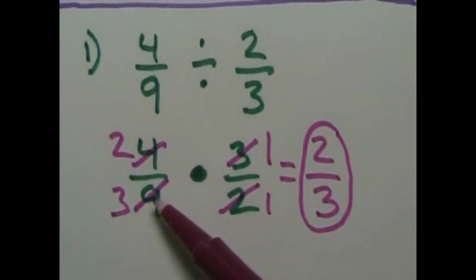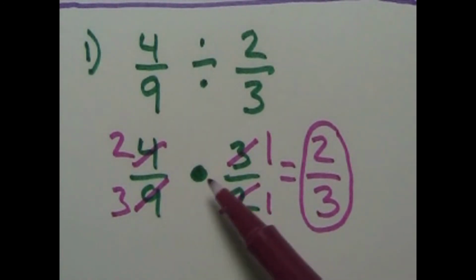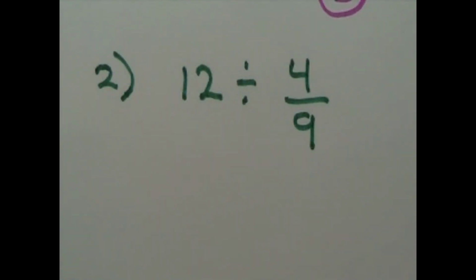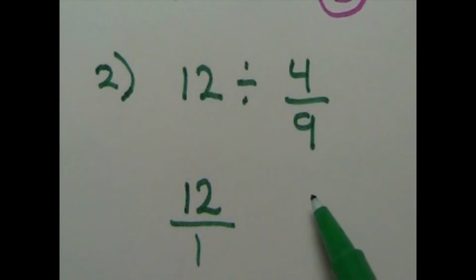So the key here is freeze it, change it, and flip it. That's after you have fractions. Freeze, change, flip. Okay, number 2, I have 12 divided by 4/9. I'm just going to write down below. So we have 12, and hey, there's a whole number. So you should go ahead and put a 1 under it. That's a whole number, that's a fraction. I need to freeze, change, and flip.